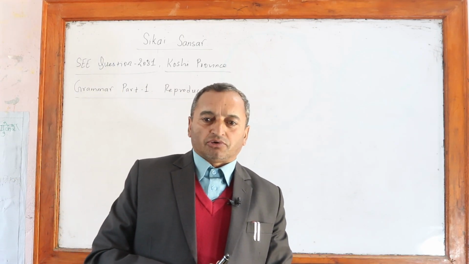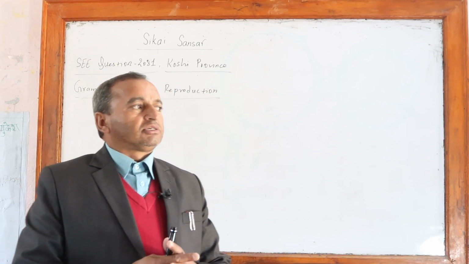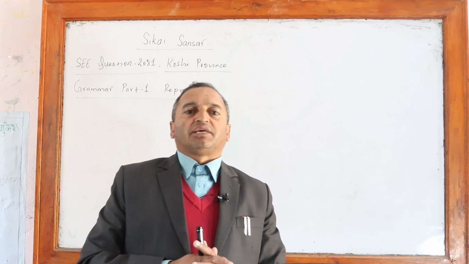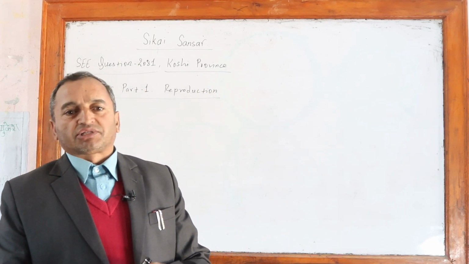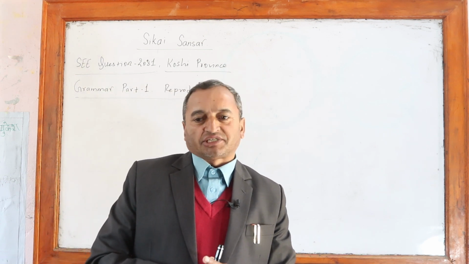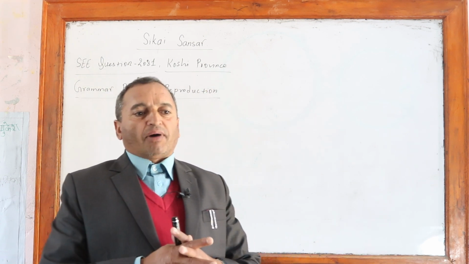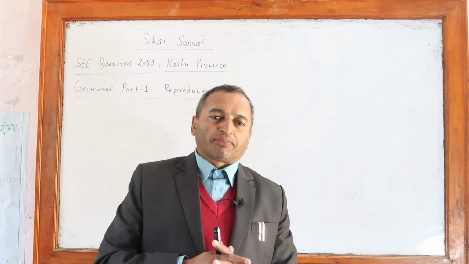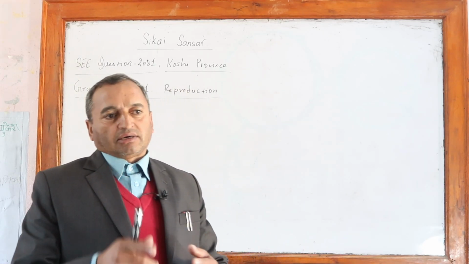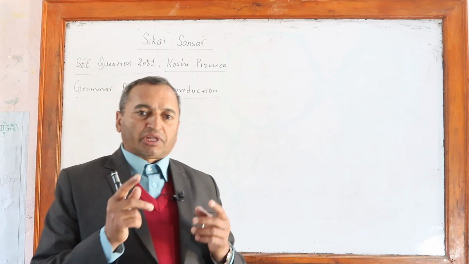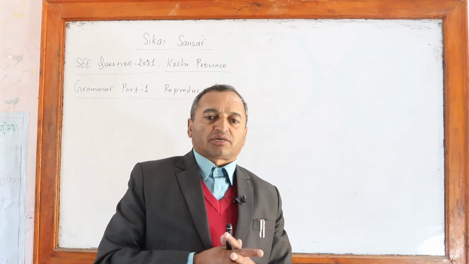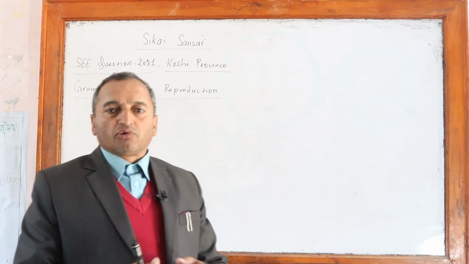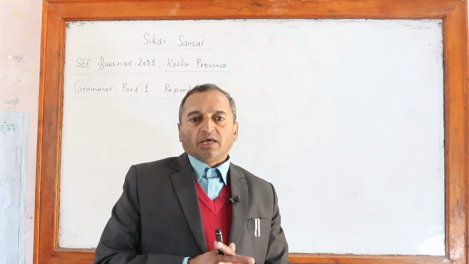Today we are going to do the grammatical solution of the previous SEE question 2081 that was asked in Koshi province. Under the grammatical parts, there are two types. The first one is a reproduction part, and altogether 6 marks is allotted to that part, and 5 marks is allotted to the second part, where we choose out of the options given there.